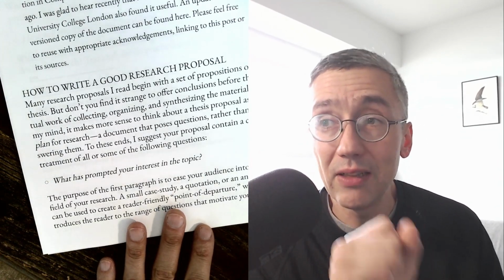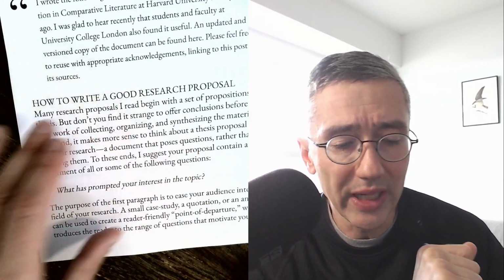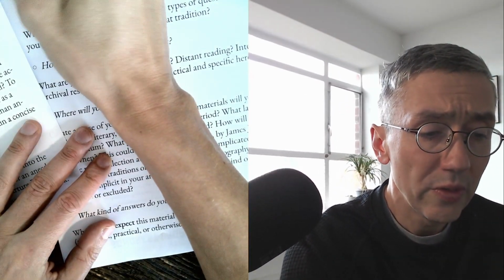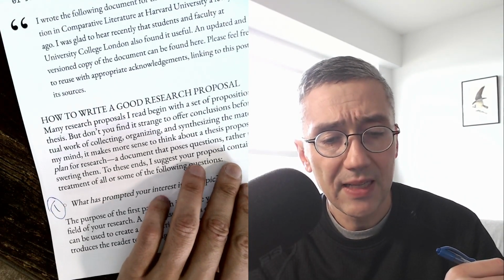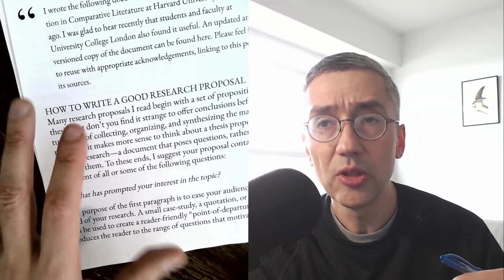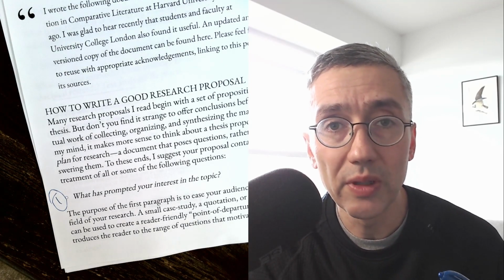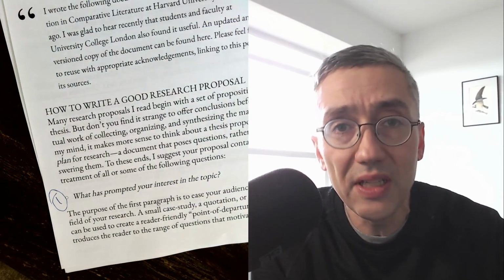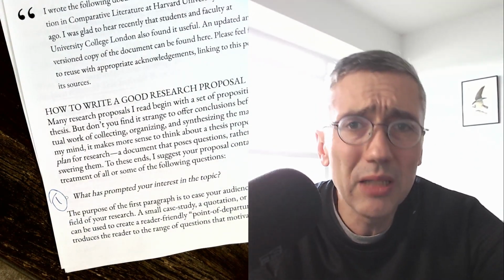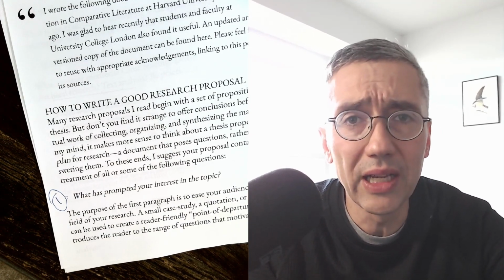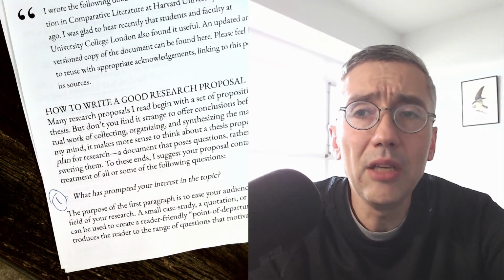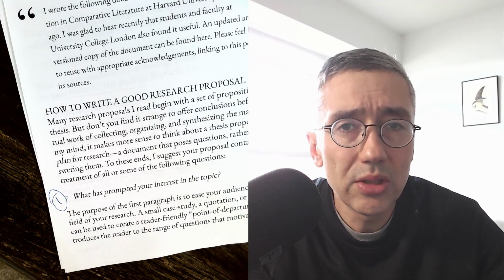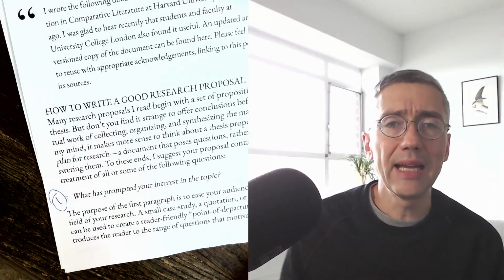So let's get the most important thing out of the way. So the most important thing is that very often I see research proposals begin with a statement, with some kind of assertion about how the world is. It will begin with a thesis, or a conclusion about the whole thing. And that never made sense to me. If you are beginning with a conclusion, but you haven't even done the research yet, you haven't written anything yet, that makes absolutely no sense.